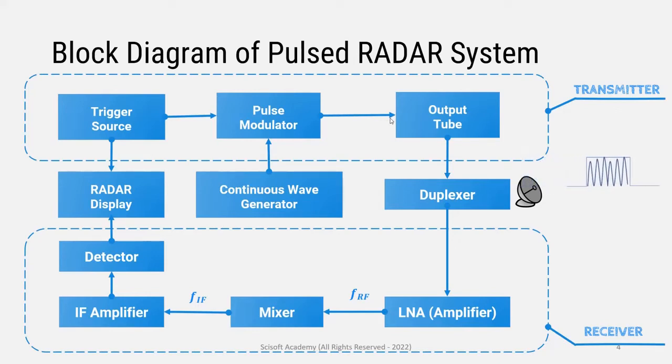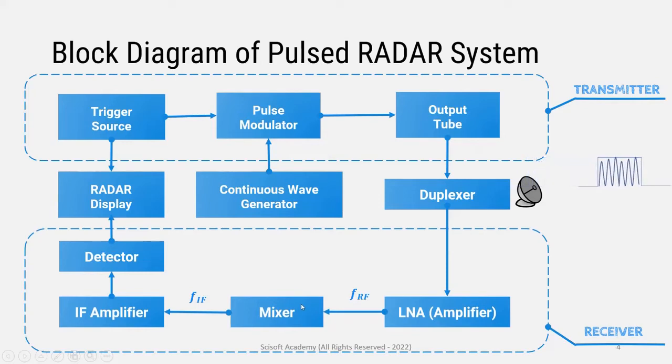Now we will move ahead with the receiver section. When we receive any transmitted pulse back, we receive it in the duplexer section first. The duplexer section is going to give that received pulse to the low noise amplifier. The low noise amplifier is going to minimize the noise and will help us to increase the received signal strength. After the low noise amplifier, we get the received pulse frequency, and that received frequency is given to the mixer.